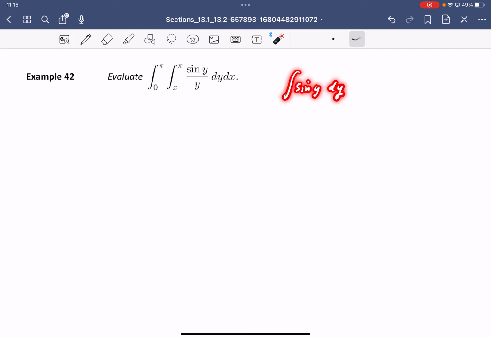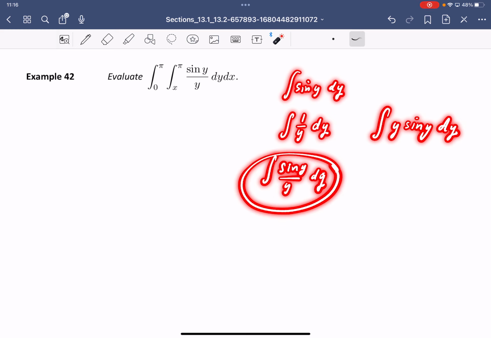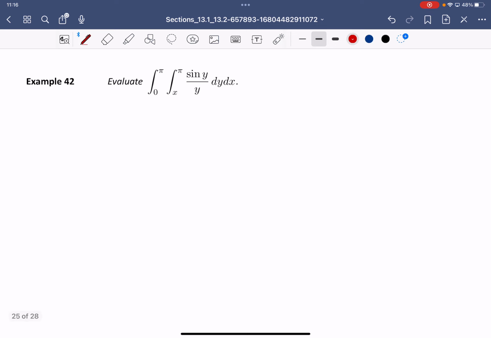It's gonna be negative cosine, right? You know how to integrate 1 over y, because it's gonna be logarithm. But when you combine it together, sine y over y, there's no way that you can integrate it. The one you learned is how to integrate y sine y dy, which uses integration by parts. But this one, no way that you can integrate it. So our strategy is we are going to switch this to sine y over y dx dy.